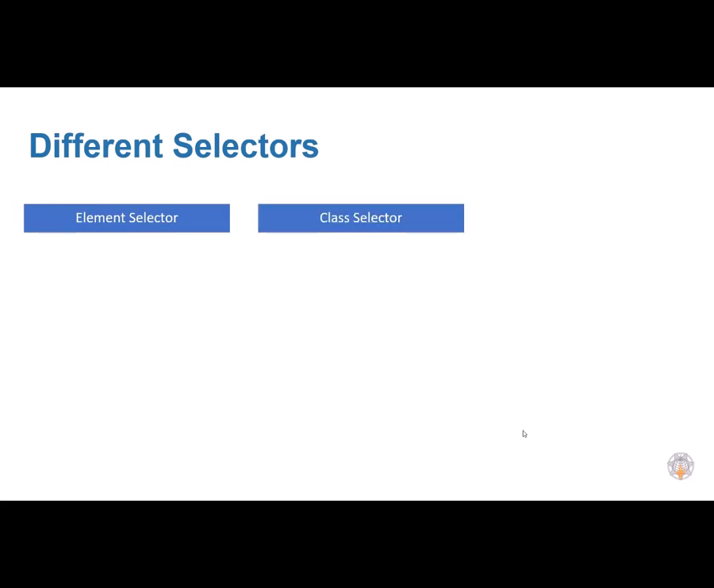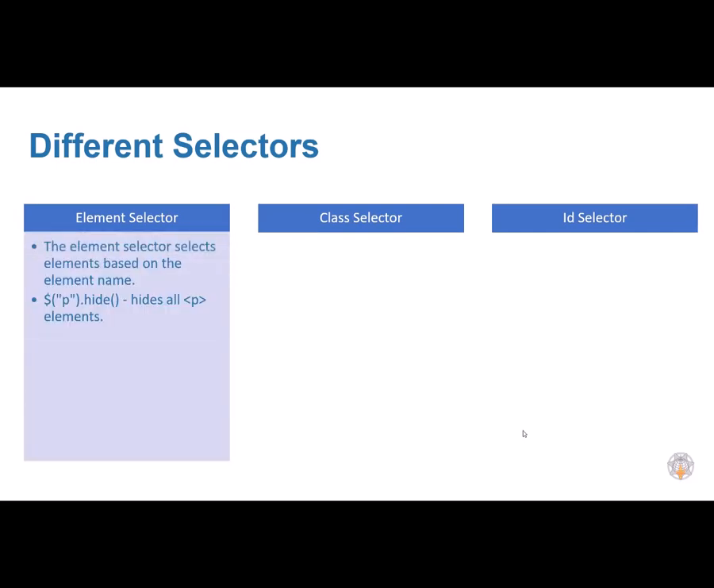Now let us see different selectors. There are three different types of HTML selectors. These are element selectors, class selectors, and ID selectors. The element selector selects all the elements based on the element name. For example, $('p').hide() would hide all the paragraph elements.